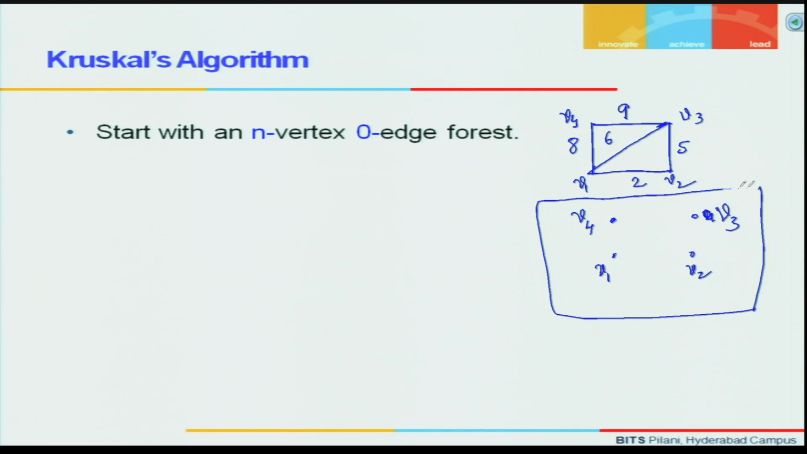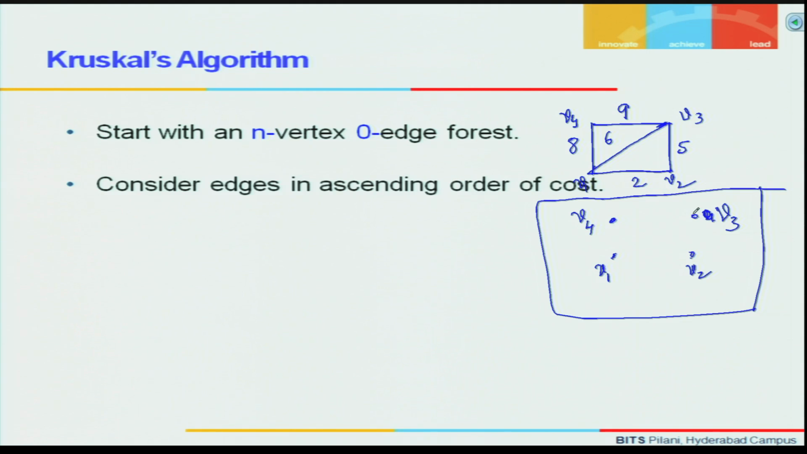This is a forest, isn't it? Because it is a disconnected graph in which each subgraph doesn't have a cycle. So this is a subgraph, this is a subgraph, this is a subgraph, and nobody has cycles in it. Hence we call this a forest, by the very definition of a forest. It doesn't have any edge.